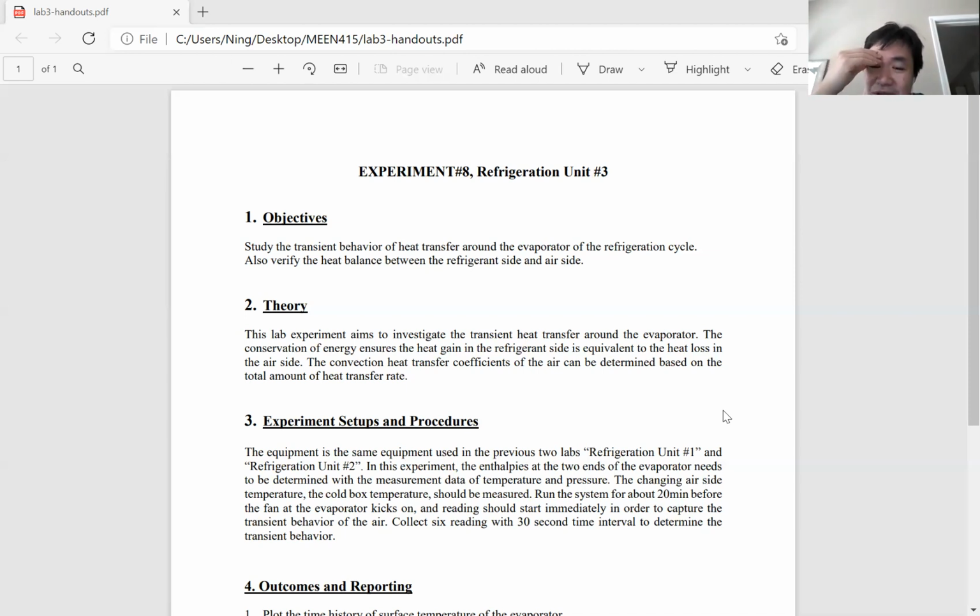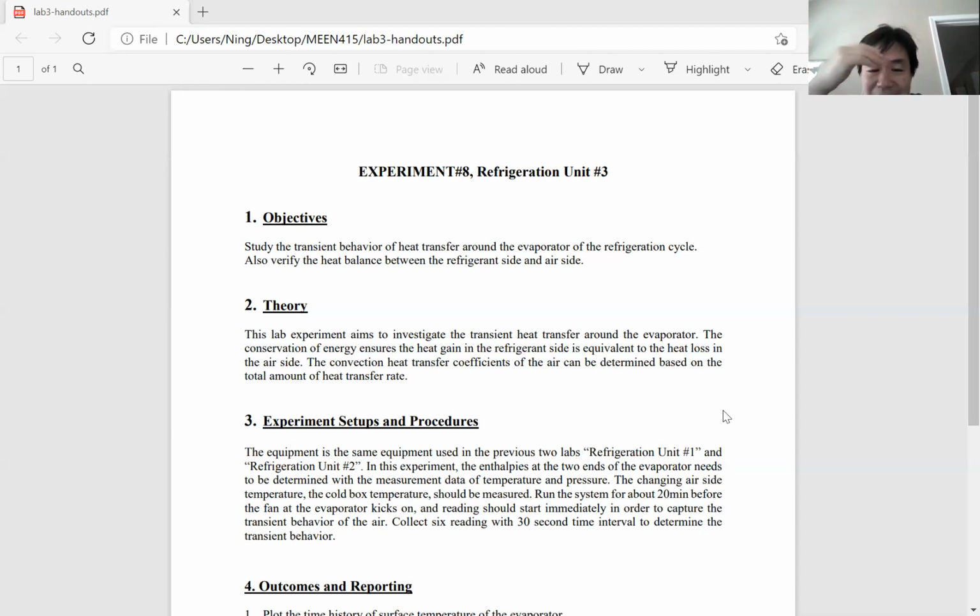Okay, so you don't know the area, but we can use the thermal resistance. Remember, Q equals delta T divided by thermal resistance, right? So you use the thermal resistance. In that sense, now you have the Q, you have the delta T. In this lab, you will be asked to calculate the thermal resistance of the air, okay?